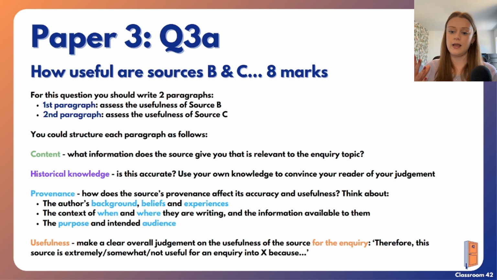So for example, if the purpose of the source is to persuade or to entertain, it might mean that the accuracy of the source might be different. And also the author's background, beliefs and experiences are very key in influencing the author and what they might think, and whether the source is actually accurate. A really important thing to remember in this question is that accuracy does not equal usefulness. So for example, if our source was a speech from Hitler, we know that Hitler is obviously trying to push the Nazi ideals. He's going to be using it as propaganda. He's trying to brainwash the citizens of Germany.